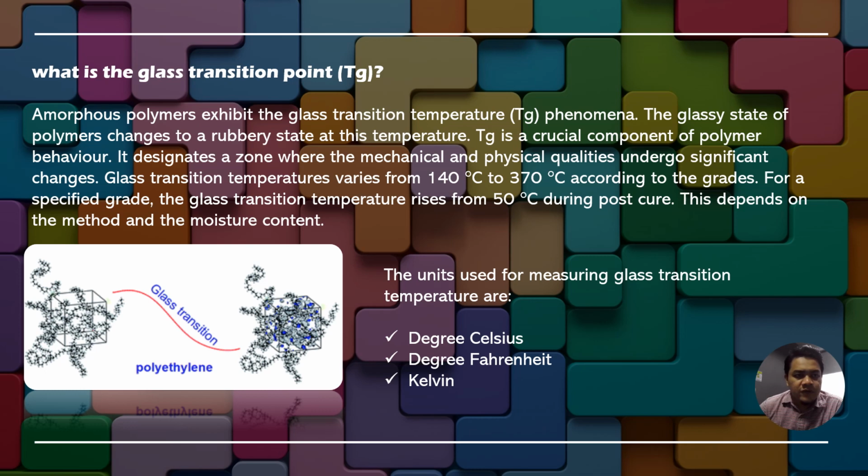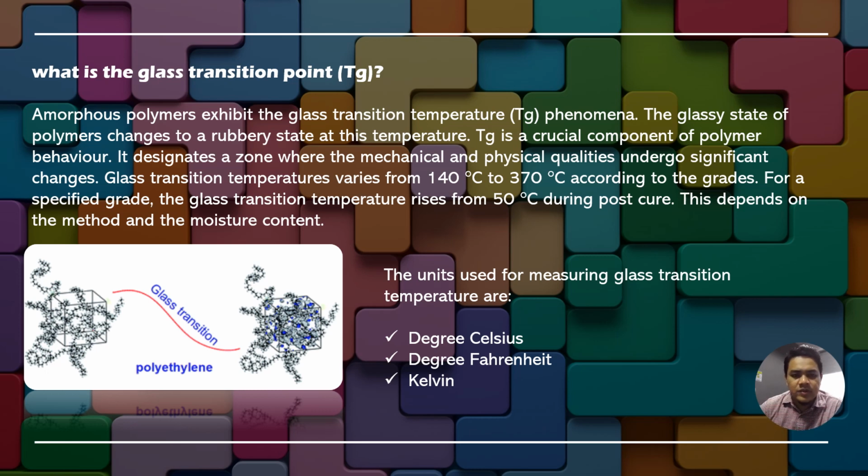Okay, for the first slide, what is the glass transition point? Amorphous polymer exhibit the glass transition temperature phenomena. The glassy stage of the polymer changes to the rubbery stage at this temperature. Transition glass is a crucial component of polymer behavior. It designates a zone where the mechanical and physical qualities undergo significant changes.